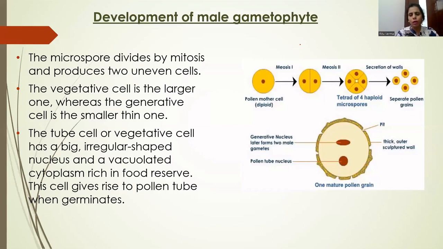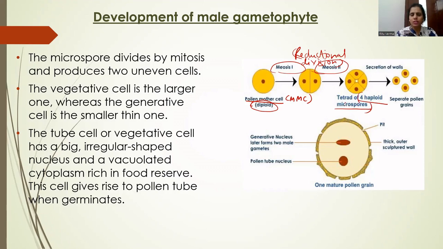So this pollen mother cell undergoes cell division. You can see here this is the pollen mother cell. Another name for this pollen mother cell is microspore mother cell, and this is generally diploid. This pollen mother cell undergoes meiotic cell divisions, that is meiosis 1 and meiosis 2. This is a reductional division, meaning the type of cell division in which the chromosome number in daughter cells is reduced to half. After meiosis, the pollen mother cell forms 4 haploid microspores.